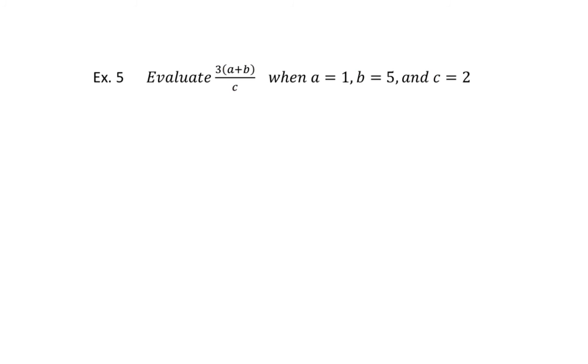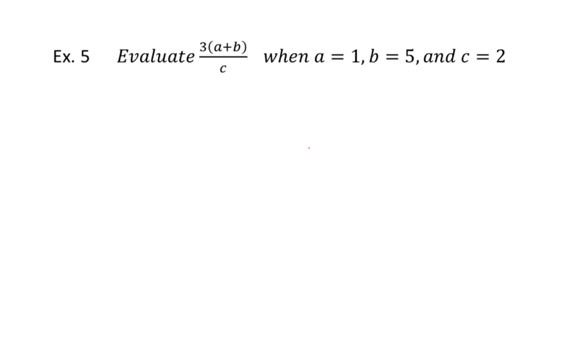Last example here. I'm going to replace A with 1, B with 5, C with 2. So replace all of them first. Make sure you're writing these steps down. So I have 3 parentheses A plus B. A is 1, B is 5, over C, and C we're going to put a 2.